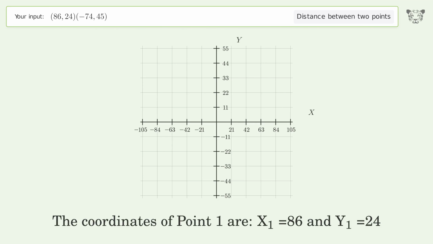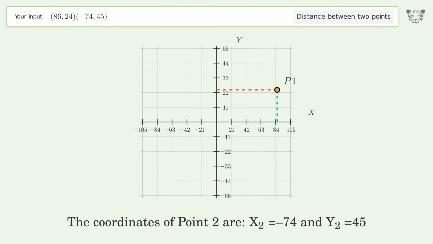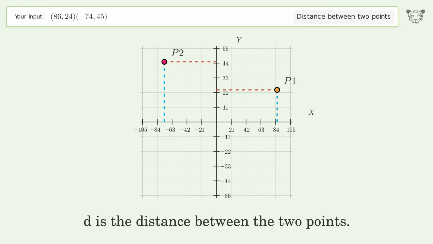The coordinates of point 1 are x1 equals 86 and y1 equals 24. The coordinates of point 2 are x2 equals negative 74 and y2 equals 45. D is the distance between the 2 points.